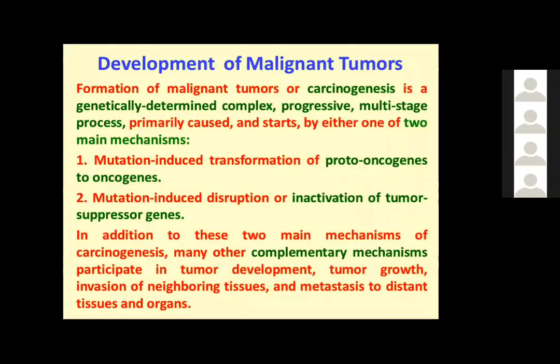So these are the genetic factors involved in carcinogenesis. Now, how does development of malignant tumors occur? The formation of malignant tumors, or carcinogenesis, is genetically determined. It is a complex, progressive, multi-stage process. Complex because too many genetic elements are involved in the process. Progressive because cancer cells always have selective advantages over normal cells. A normal cell is overcome by a cancer cell as regards the potential to grow. A cancer cell can survive and grow more efficiently than a normal cell.